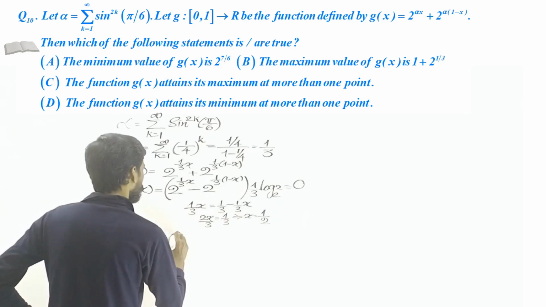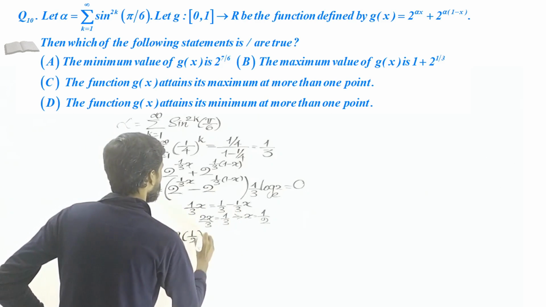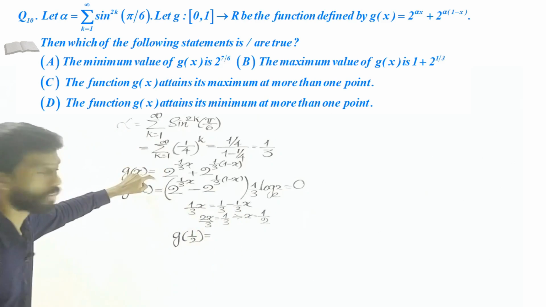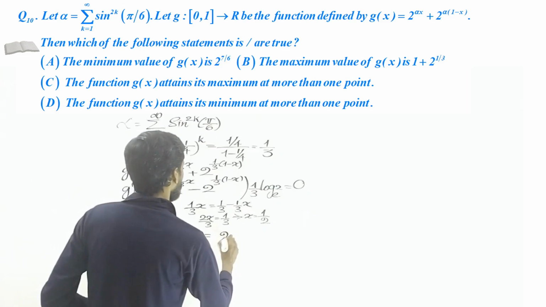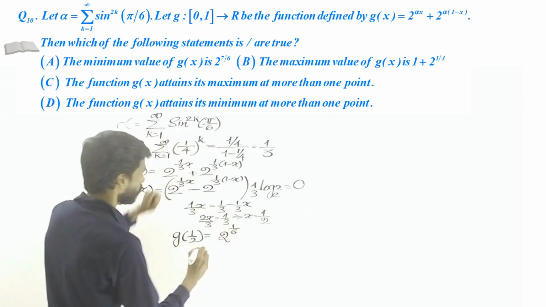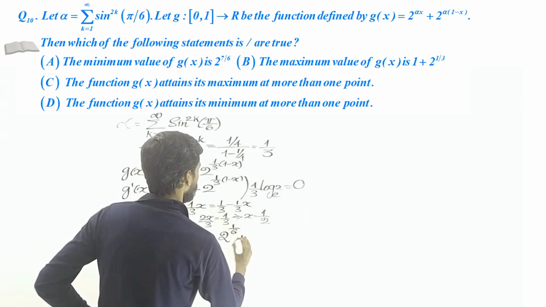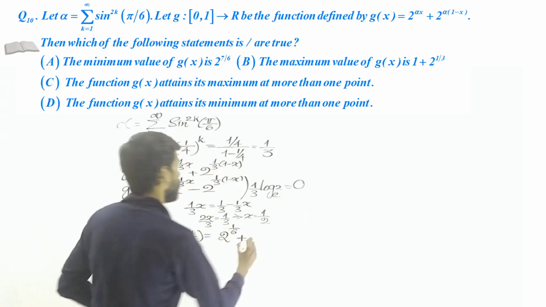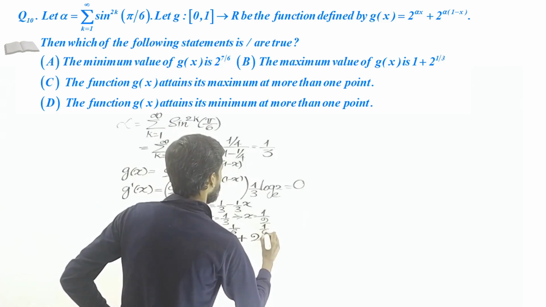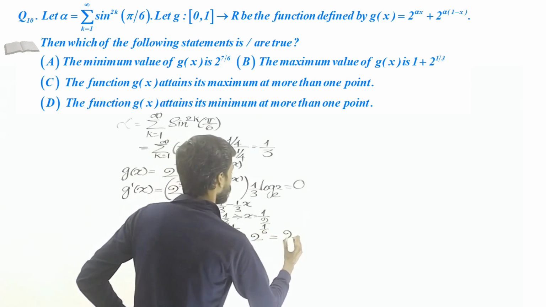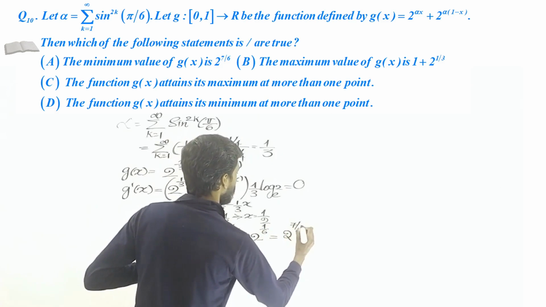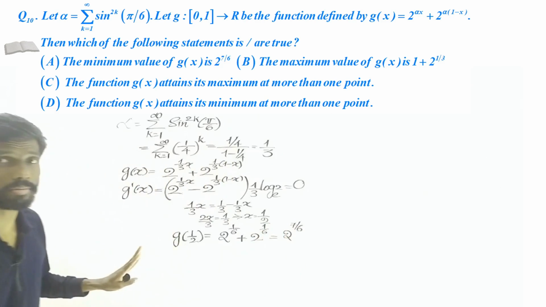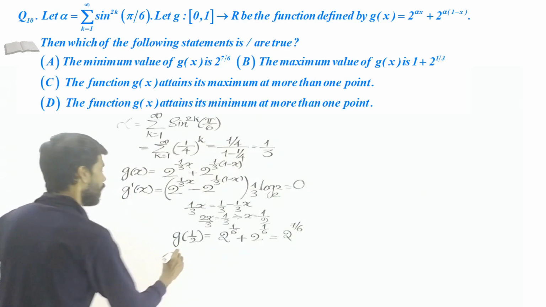So what is g of 1 by 2? So just substitute 1 by 2 here. So this is g of x. G of 1 by 2 is 2 to the power 1 by 6 plus here also 1 minus 1 by 2 is 1 by 2, so 2 to the power 1 by 6. 2 times 2 to the power 1 by 6. So 2 to the power 1 plus 1 by 6 is 7 by 6. So this is one of the values, right? So we don't know its minimum or maximum. So now let us find the end values.